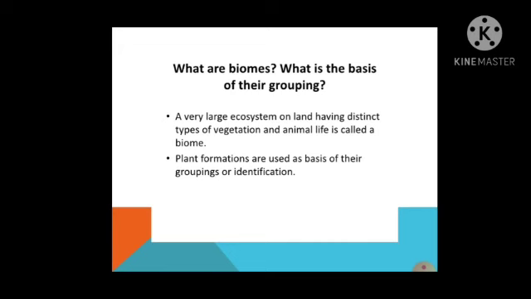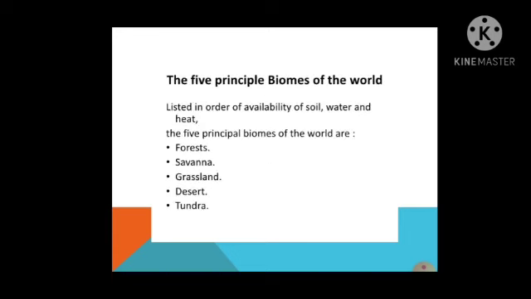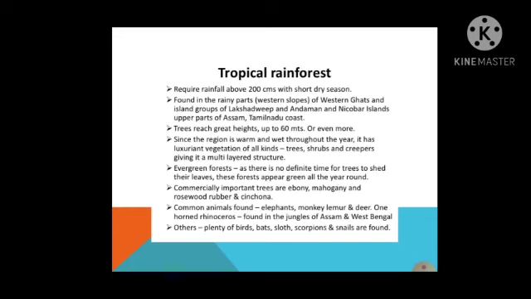Now, what are biomes? What is the basis of their grouping? A very large ecosystem on land having a distinct type of vegetation and animal life is called a biome. Plant formations are used as the basis of their grouping or identification. The five principal biomes of the world are forest, savanna, grassland, desert and tundra.